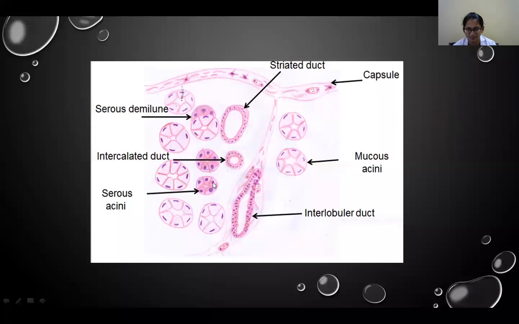The two cells which are joined together at the lateral surfaces, this space is called the intercellular canaliculus. This site is called the junctional complex.